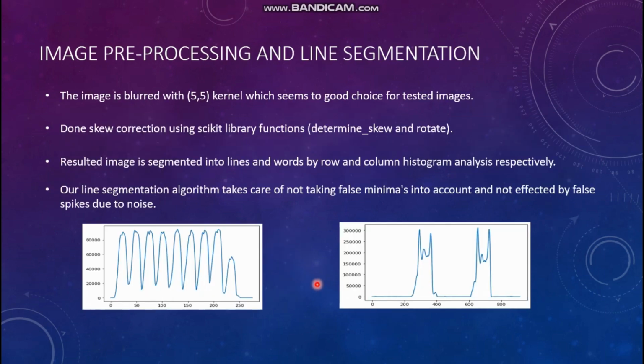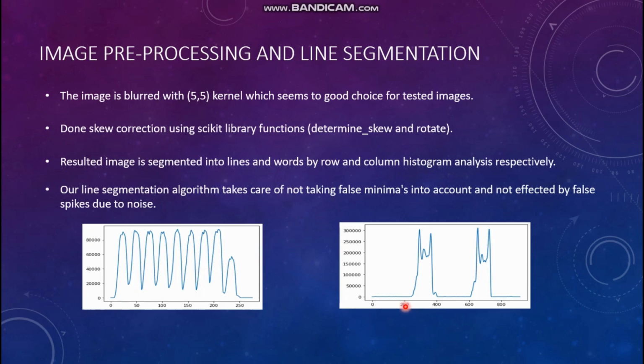Image preprocessing and line segmentation. We have used a 5x5 kernel for blurring the image, which seems to be a good choice for most of the images that we've used. After that, skew correction is done using the scikit-image library functions in Python. The determine skew function calculates the angle by which the image is tilted, and the rotate function corrects that. In the resulting image, the lines, words and the characters are segmented using only the row and column histogram methods.